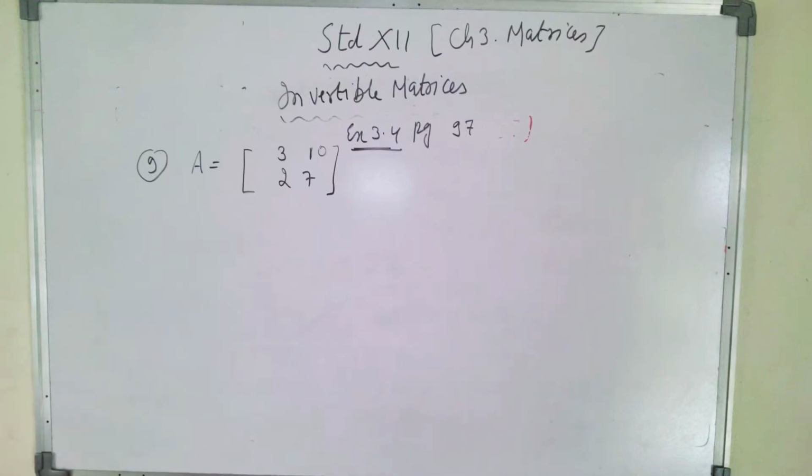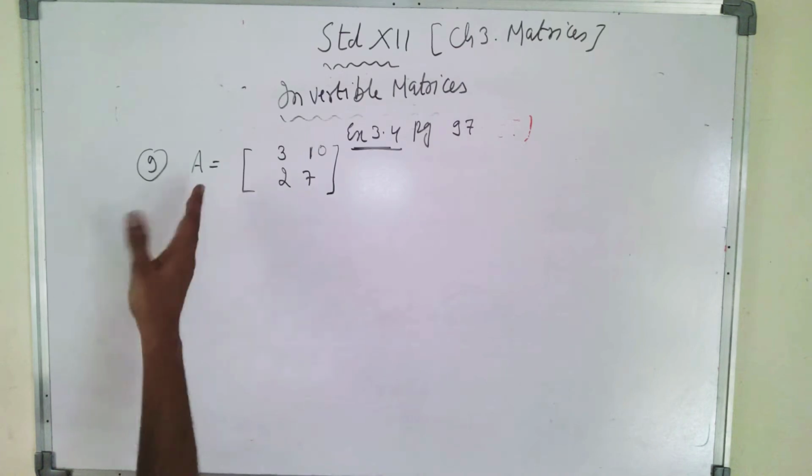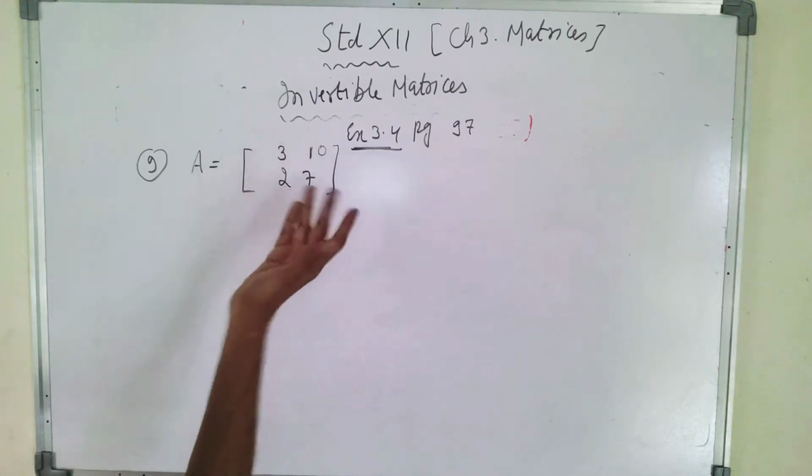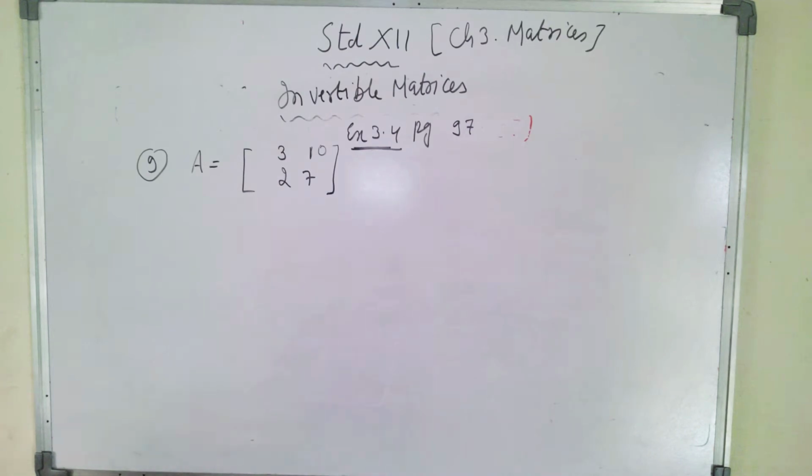As an example, I am taking exercise 3.4 from page 97, question number 9. It says A, I have taken A. You can take any other matrix of your choice. 3, 10, 2, 7. Okay, now I have taken 2 by 2.